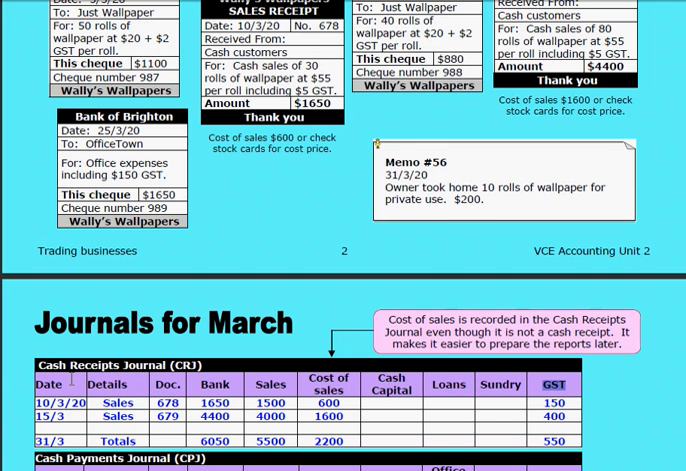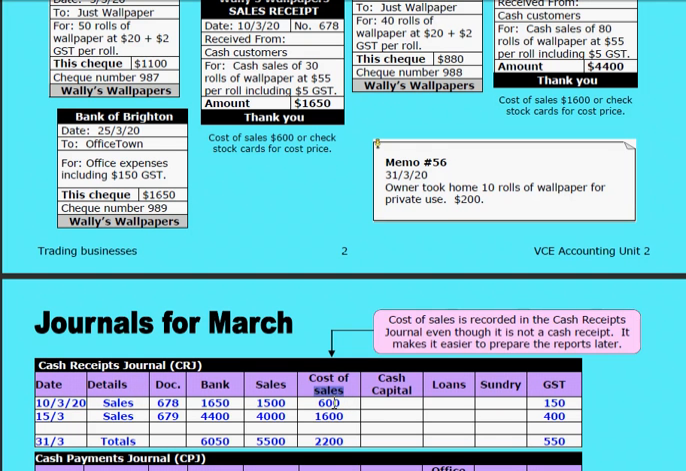So for this particular transaction, we put the date in, of course, 10/3/20. We just write sales, the receipt number. The full amount of the cash inflow is $1,650. That goes into the bank column. We exclude the GST to get the $1,500. That's 30 multiplied by 50, gives $1,500. We also record the cost price of the sales.